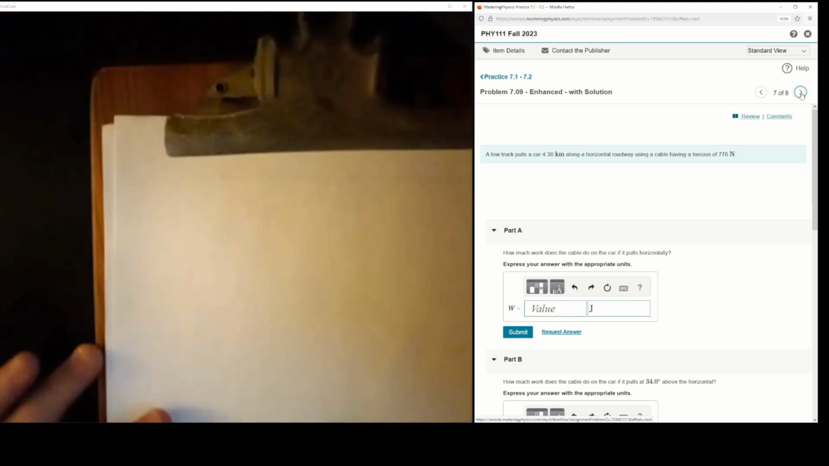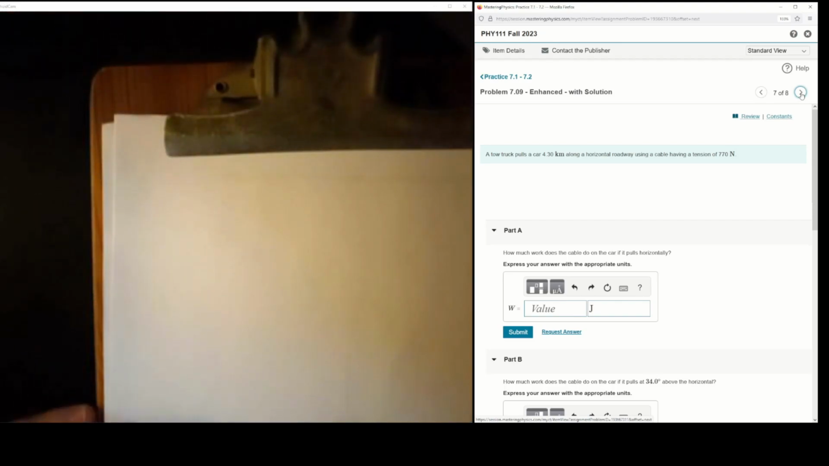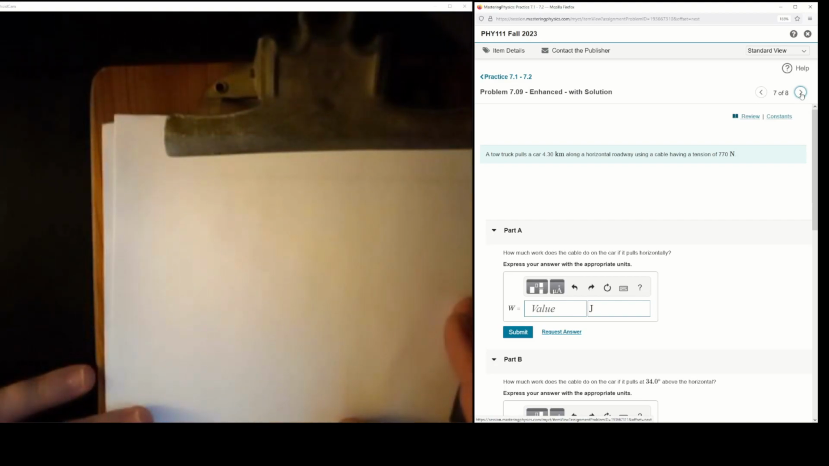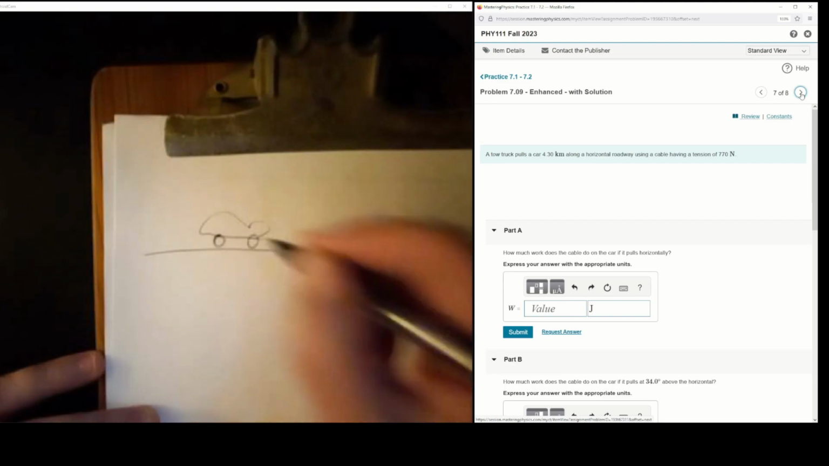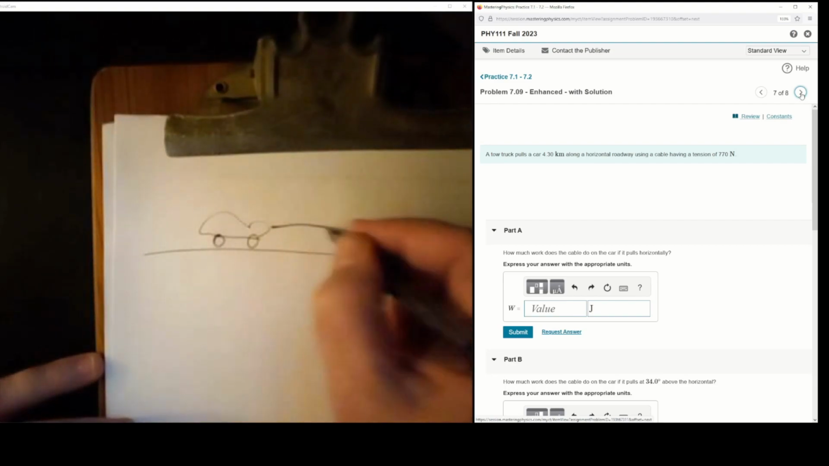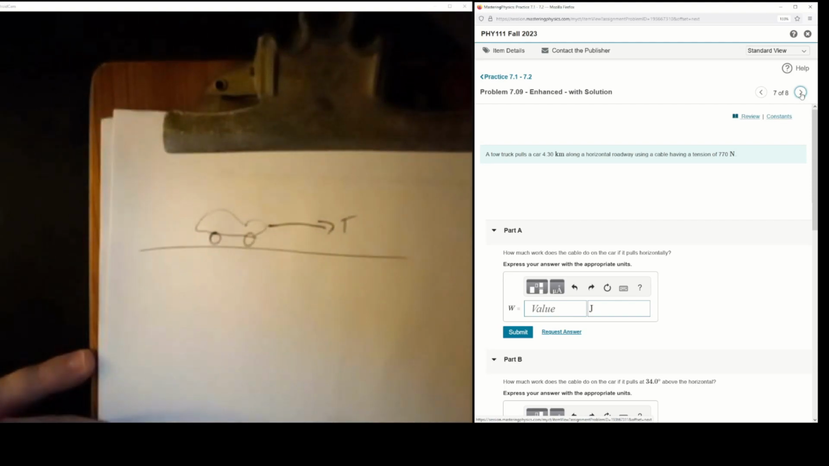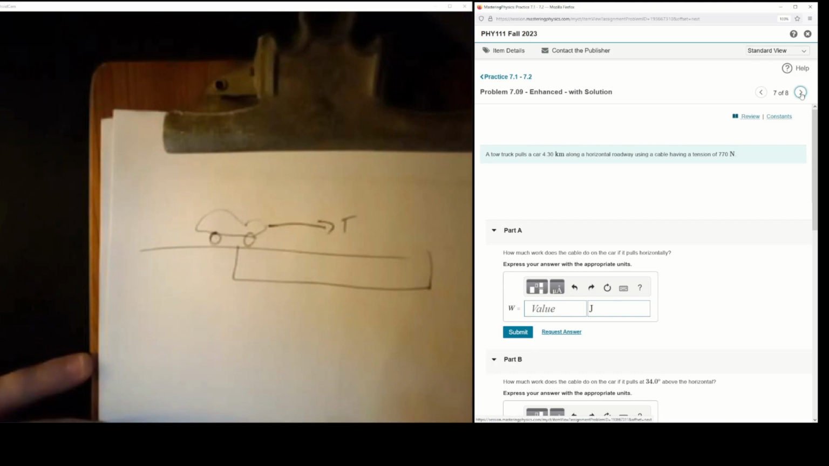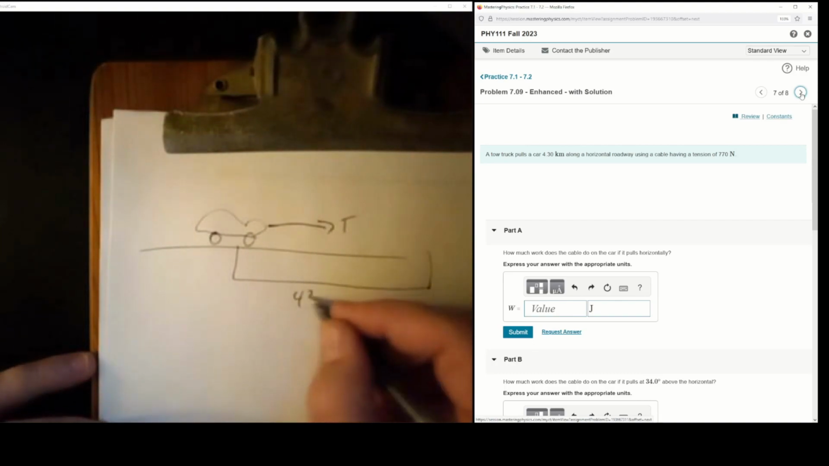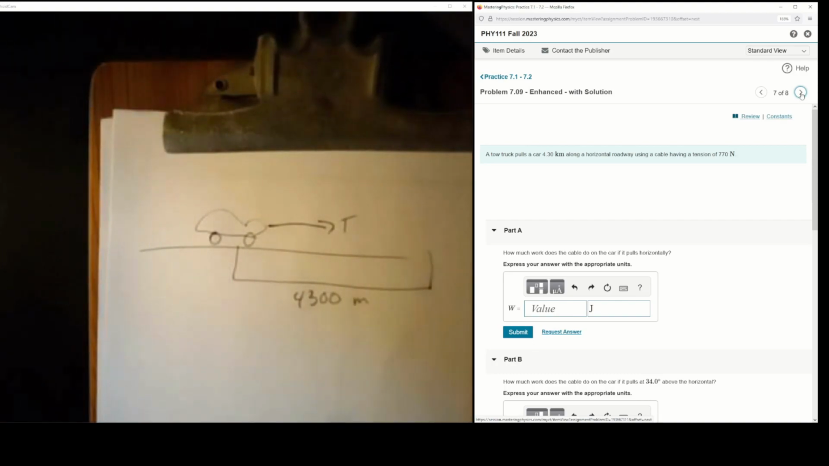A tow truck pulls a car. So this is in kilometers. We're going to need to fix that and put it in meters. And it's horizontal, so there's no angle here. And a cable. Okay. So here's our car, and it's being towed. And it's going to travel a distance of 4.3 kilometers, which is 4,300 meters.